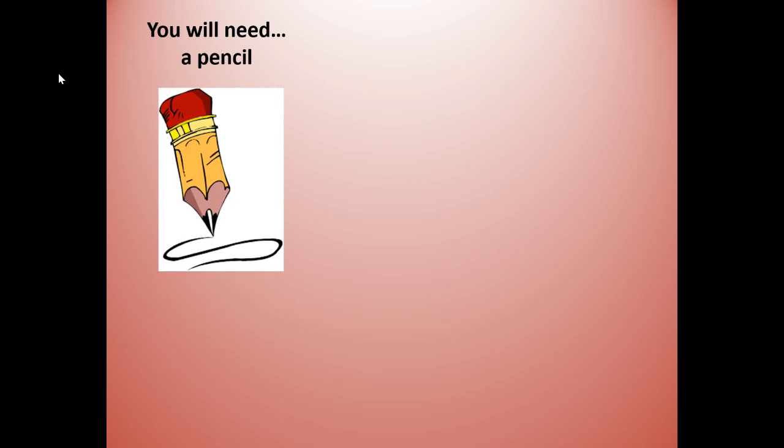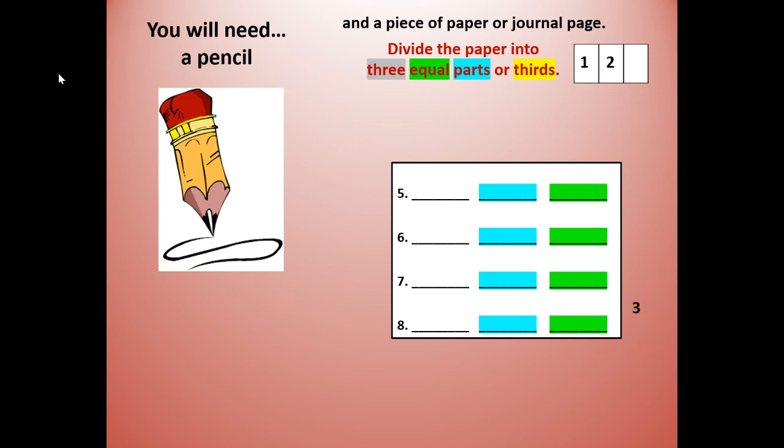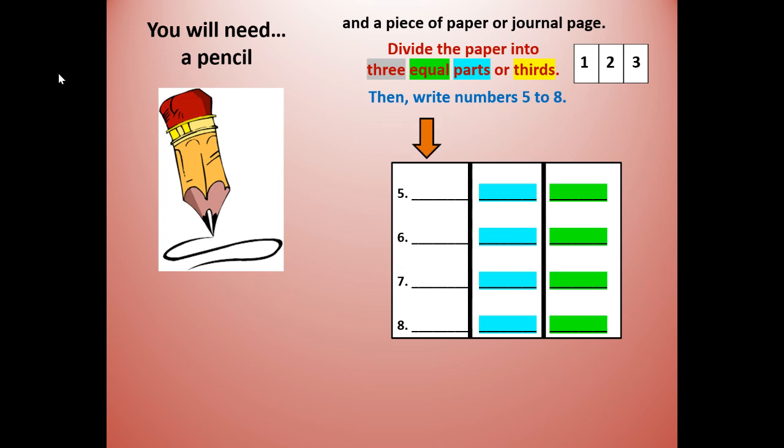So for this lesson, you will need a pencil. And whenever you see this pencil, that means get ready to write your vocabulary word. And you will need a piece of paper or a journal page. And you're going to divide the paper into 3 equal parts or thirds, 1, 2, 3. And you can draw 2 lines like I show here. And then you're going to write numbers 5 to 8. So for each number, you're going to write the targeted vocabulary word or words.